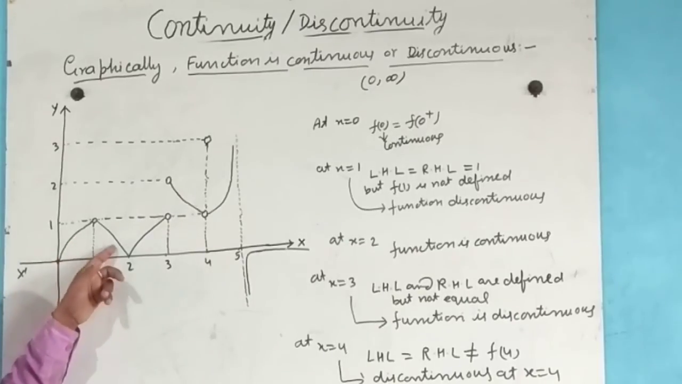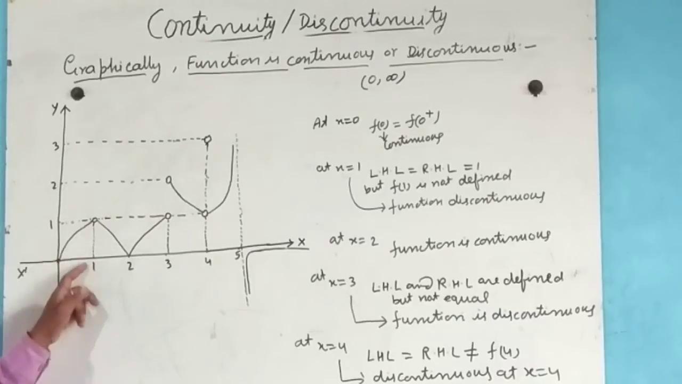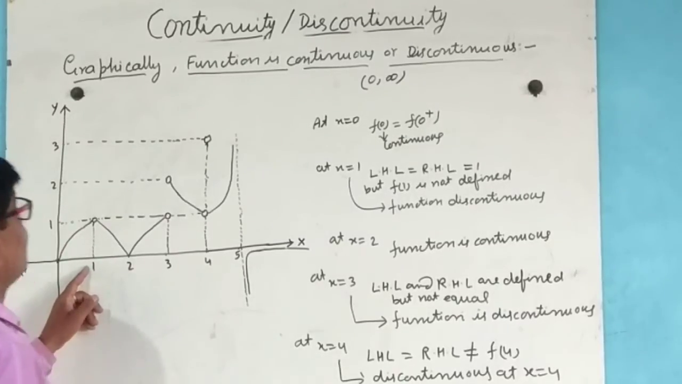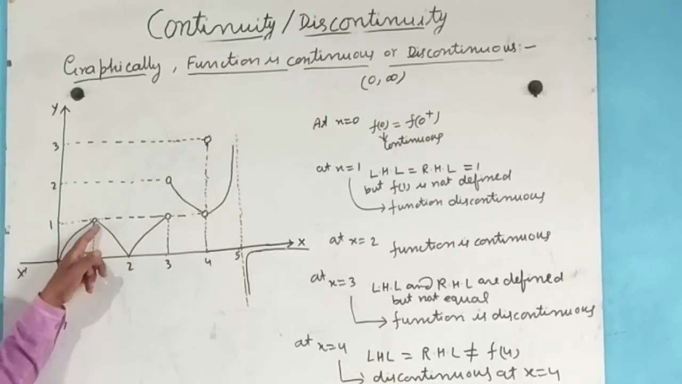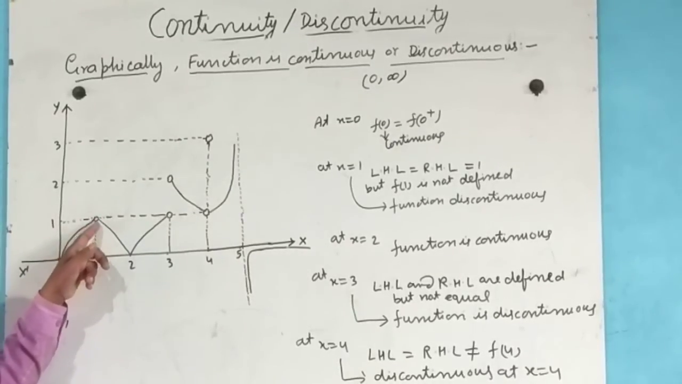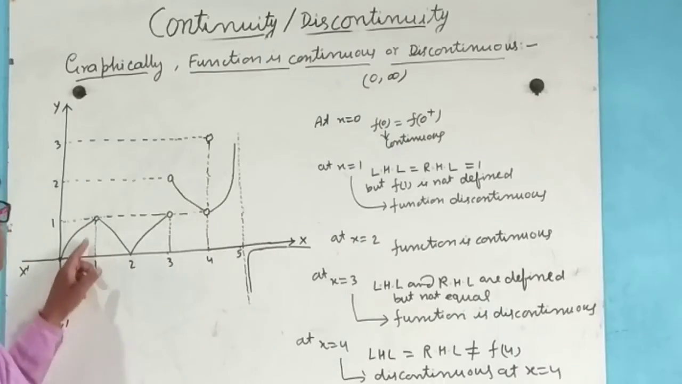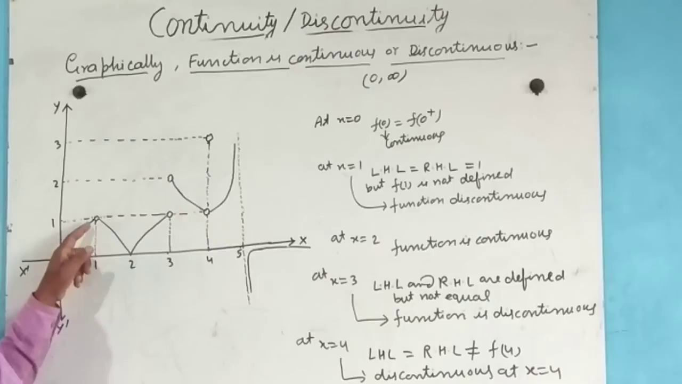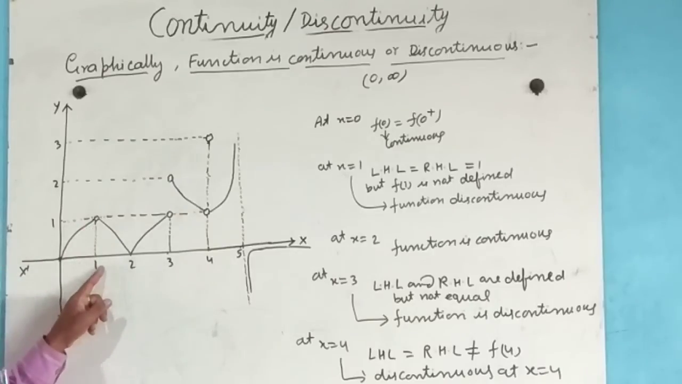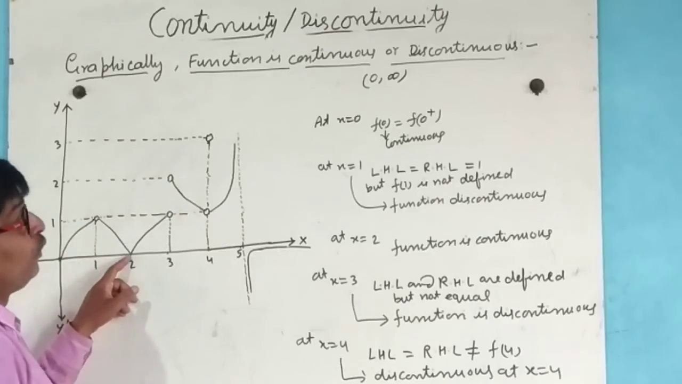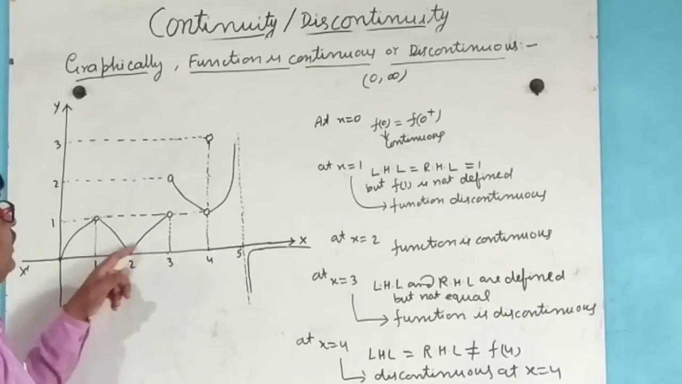At x equal to 1, the left hand limit and right hand limit are both equal to 1, but f(1) is not defined here. Here is a gap, so the function is discontinuous at this point, x equal to 1. At x equal to 2, the function is continuous.